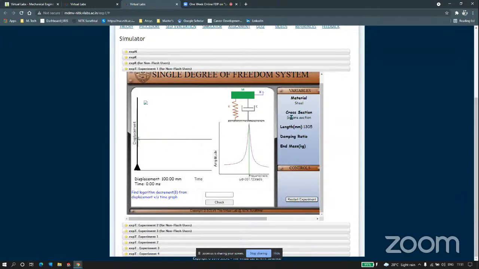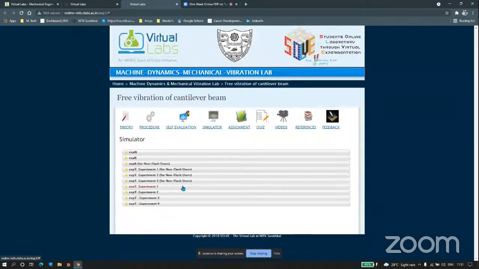Now the cross section is square section. It has taken steel as a material. So for every restart experiment option, you will get the new material, new cross section, and the length, as you can see. So I'll move on to the next experiment, the second experiment.